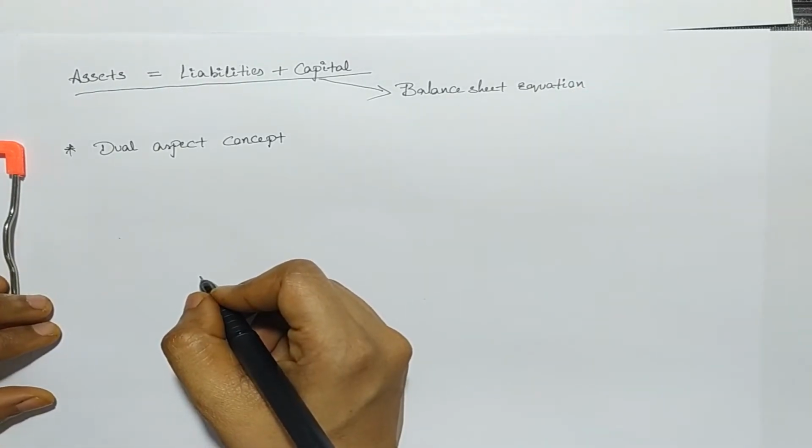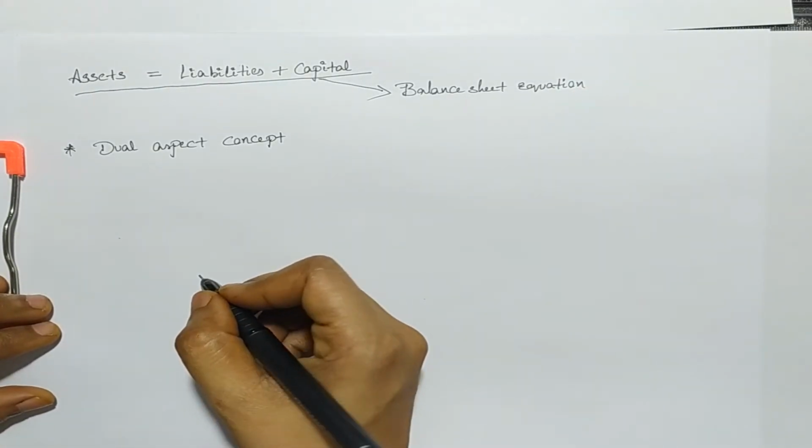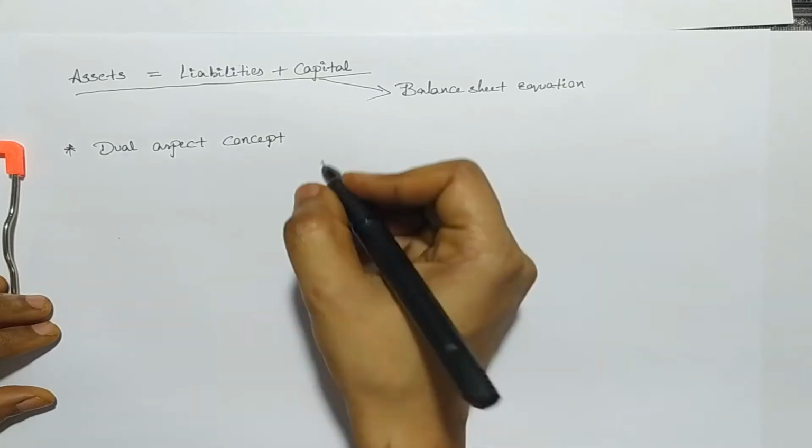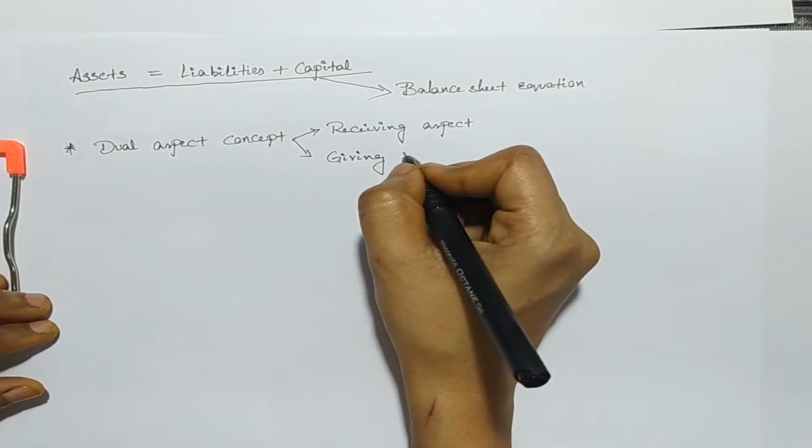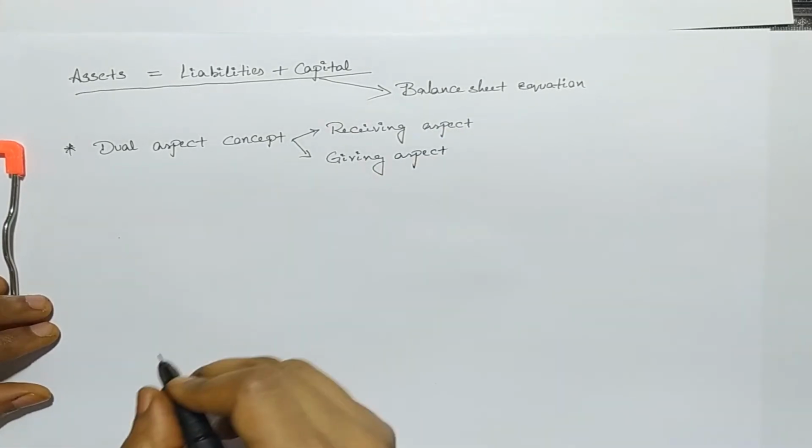This equation is based on a concept called the dual aspect concept. In accounting concepts, we have a concept called the dual aspect concept. This concept states that every business transaction has two aspects. One is the giving aspect and another one is the receiving aspect. For example, if we are purchasing goods by cash, then we are receiving goods and paying cash in return. Thus, receiving goods will be the receiving aspect and paying cash is the giving aspect.